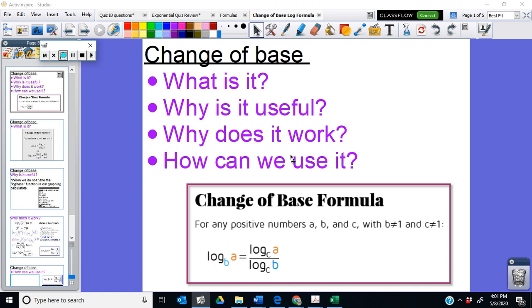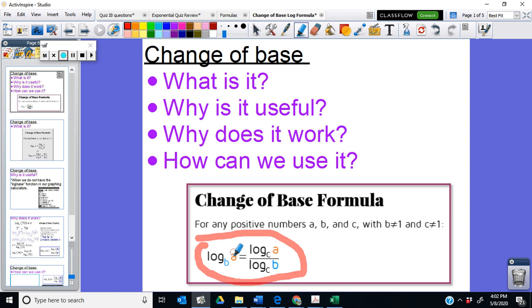This video is to introduce you to one other log idea. It's called change of base. So we're going to talk about what is it, why is it useful, why does it work if you're interested, and how can we use it. So first thing, here is the change of base formula.